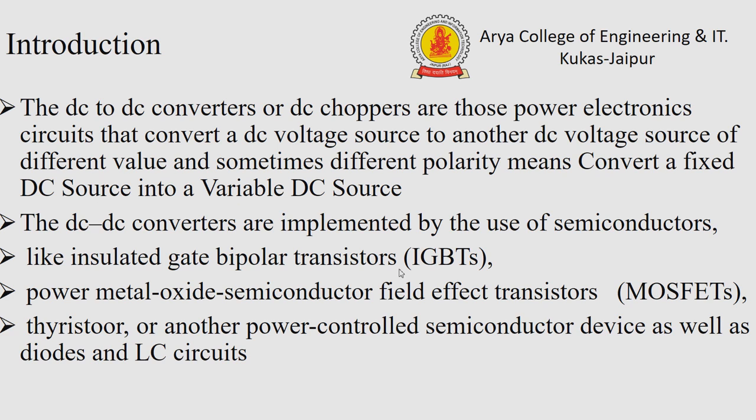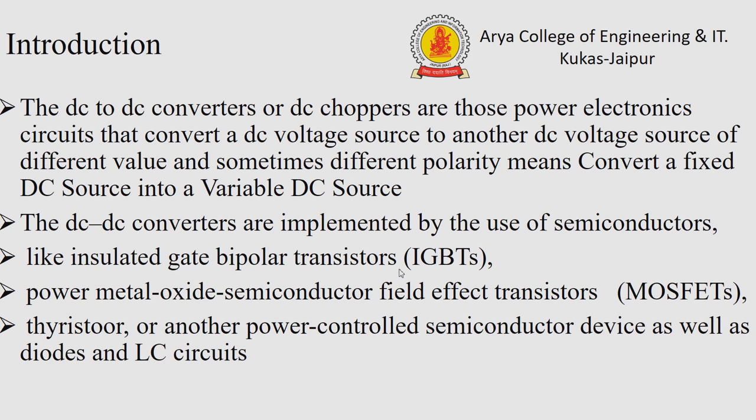First, introduction. The DC to DC converters or DC choppers are those power electronic circuits that convert a DC voltage source to another DC voltage source of different value and sometimes different polarity. Means it is used to convert a fixed DC input voltage into a variable DC output voltage or variable DC source.